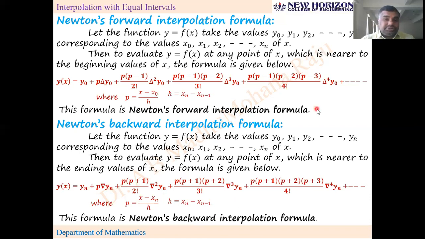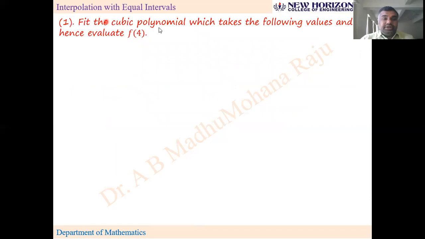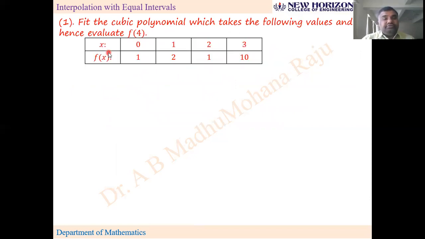Now we will see problems. Fit the cubic polynomial which takes the following values and hence evaluate f of 4. Here it is asked to fit a cubic polynomial and to find f of 4. Even though f of 4 is near the ending values, it is asked to fit the polynomial first. We will follow the forward formula only.